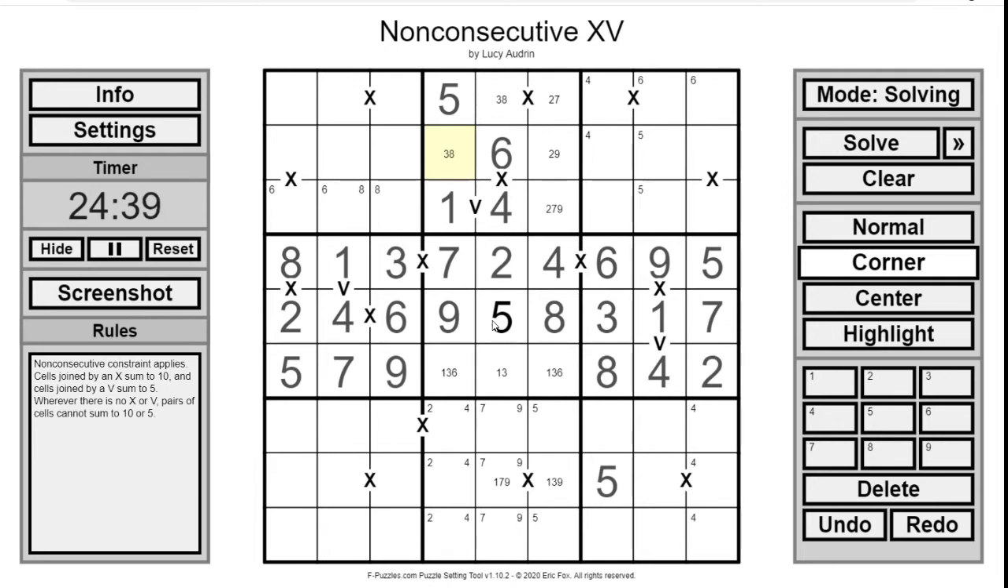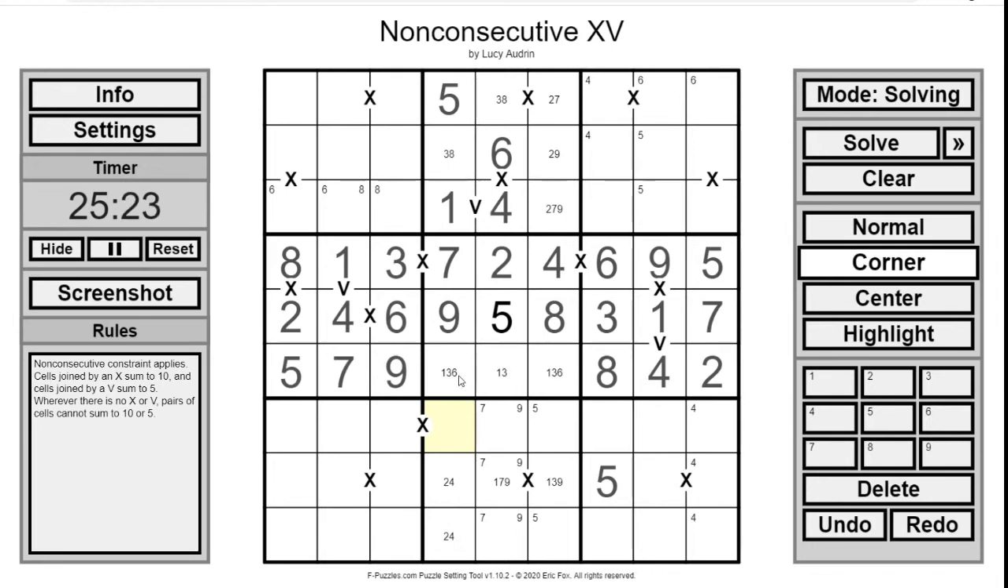Maybe it's time to look at the x's again. Actually, no, this can't be 2, 8, and this can't be 4, 6. So we got a 2, 4 pair. What does that mean in terms of 3s? We've got 1, 3, and 6 left to place here, and 8.